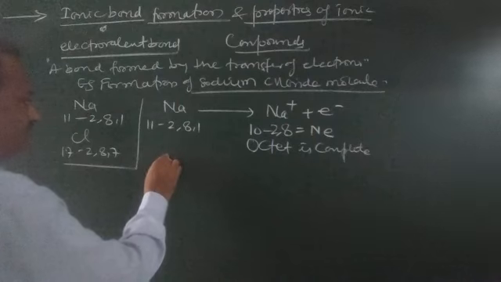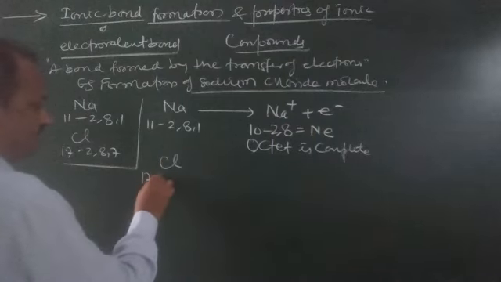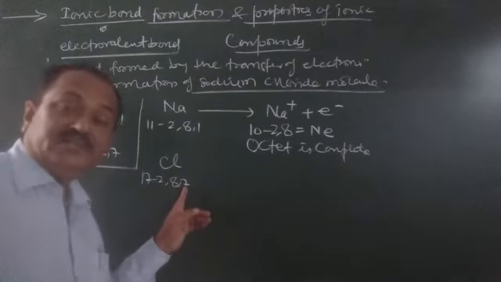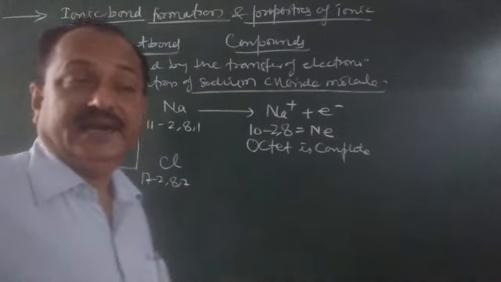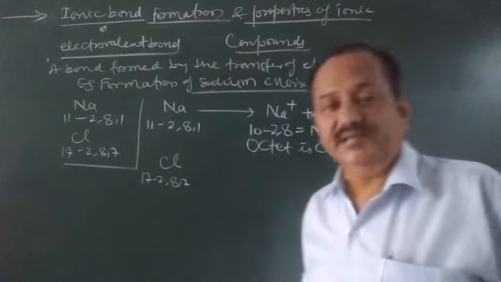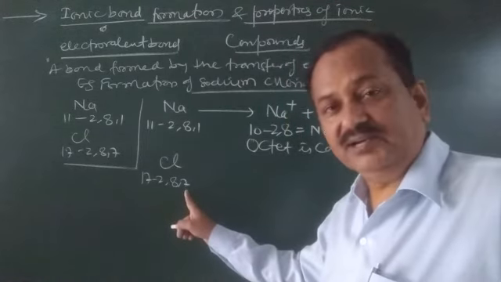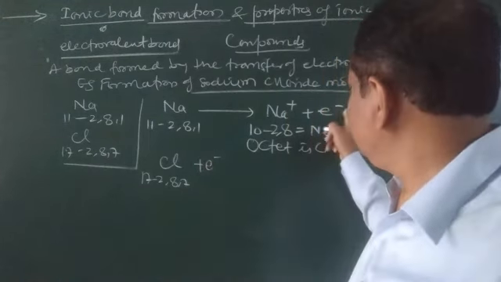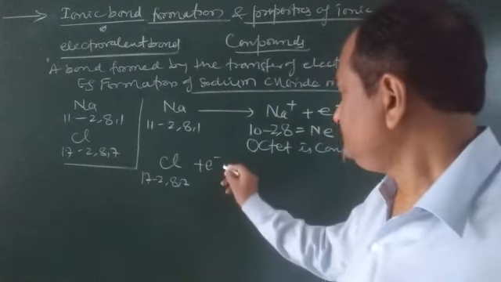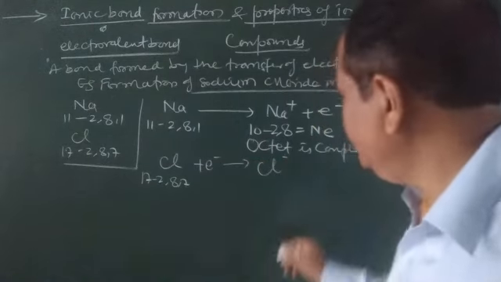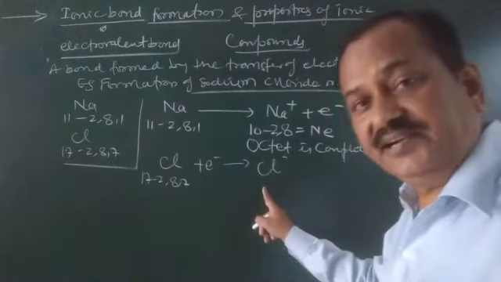Now, this chlorine atom is 17, with configuration 2, 8, 7. So here there are 7 electrons in the outermost orbit, and as a result, chlorine is highly electronegative. Why? Because it has 7 electrons in the outermost orbit, and so it will gain the electron lost by sodium. And as a result, there is formation of chloride ions. And this is oxidation and this is reduction.